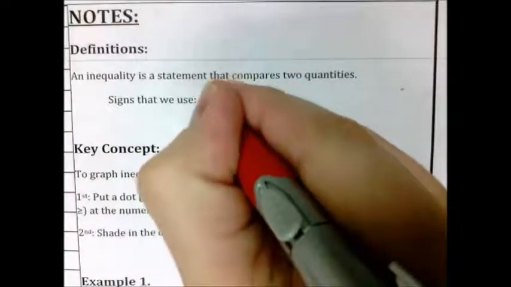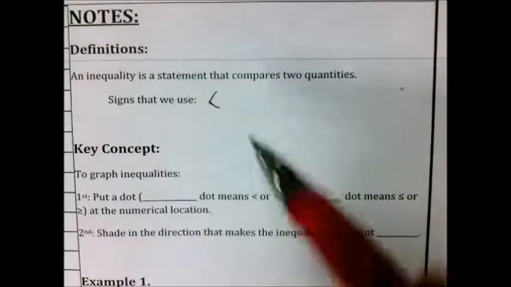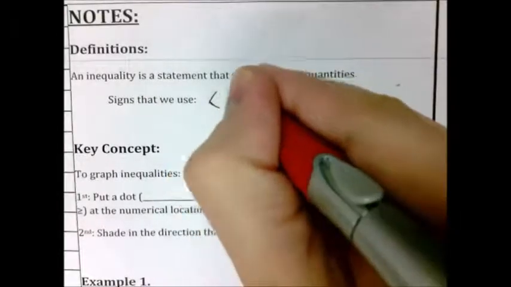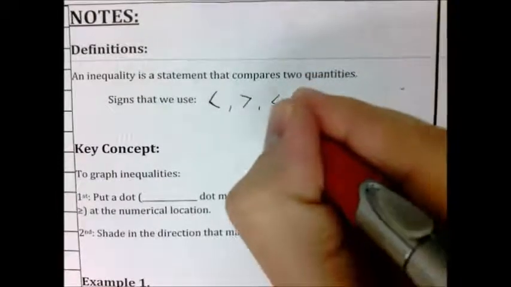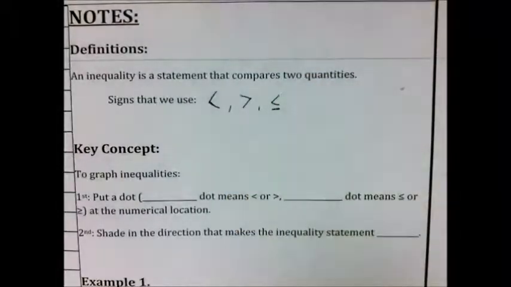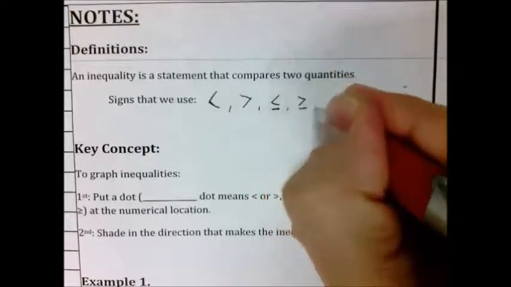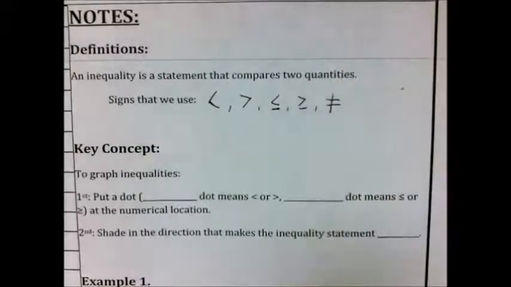We use signs like less than, and then in elementary we'd put the little jaws in here for the alligator, right? We use less than, we use greater than. We also use things like less than or equal to, which means that it could include that value, or greater than or equal to. And we also use things that are not equal to, okay? We use those symbols as well to describe inequalities, okay?